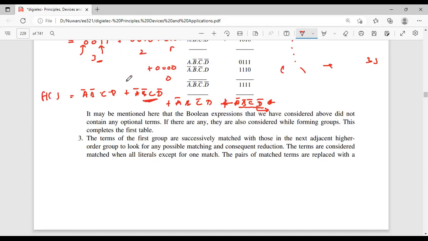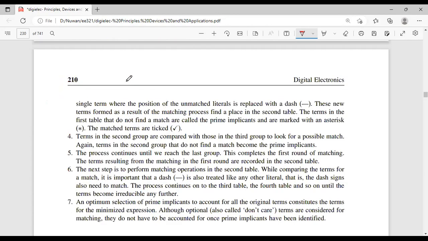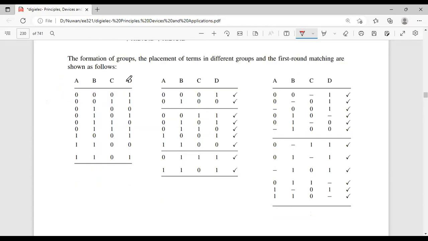So what is the next step? Then you have to do the matching. I think you can remember.